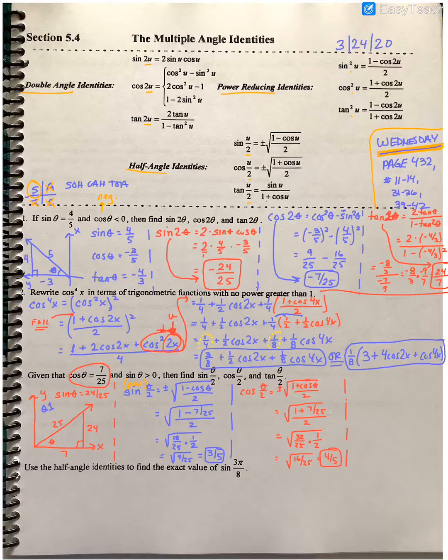One last one to work on here, and that is our tangent. So we're going to do tangent of theta over 2. Check out that definition. This one's different. The definition here is sine u over 1 plus cosine u. So since we're using theta, I'm going to say sine theta over 1 plus cosine theta. Sine theta is what? 24/25. So I'm going to have 24/25 divided by 1 plus cosine, which is 7/25.